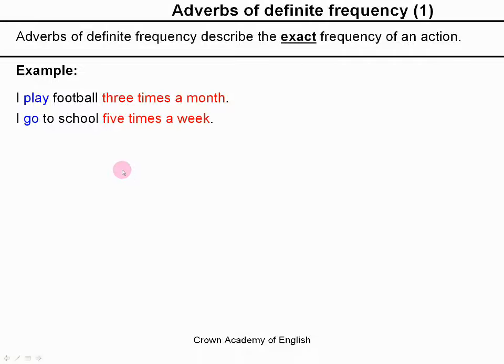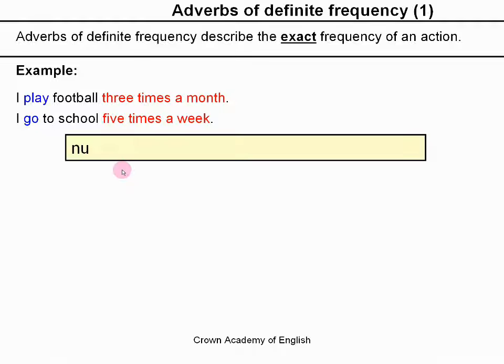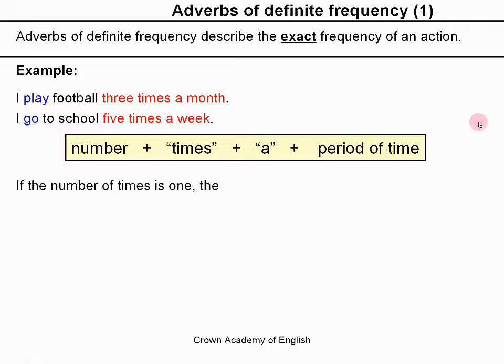I go to school 5 times a week. So the form is a number, then the word times, then the word a, and then a period of time. For example, 3 times a month. There are 2 exceptions. If the number of times is 1, then we say once. We do not say 1 time.